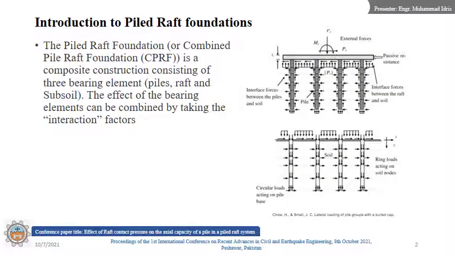Introduction to Piled Raft Foundation. The Piled Raft Foundation is a composite construction of three bearing elements: pile, raft, and the subsoil. These bearing elements act as a unit to resist the structural loads. The effect of these elements can be combined by taking into account the interaction factors.